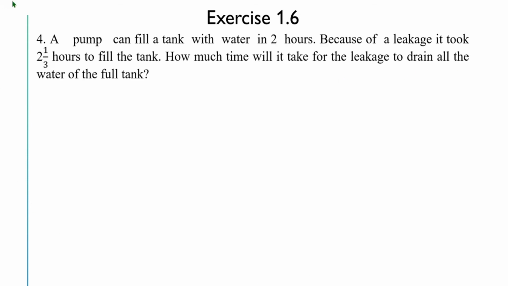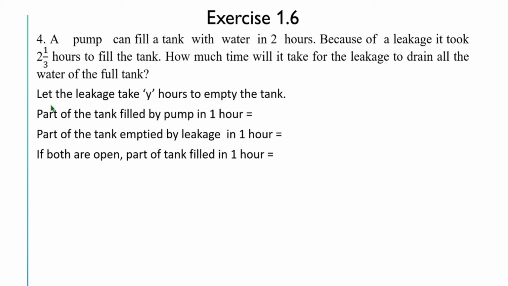Next question. A pump can fill a tank with water in 2 hours. Because of a leakage, it took 2 1/3 hours to fill the tank. How much time will it take for the leakage to drain all the water of the full tank? So it is similar to the previous question. So let the leakage take y hours to empty the tank. Then it is given a pump can fill a tank in 2 hours. So the part of the tank filled by the pump in 1 hour will be equal to 1/2.